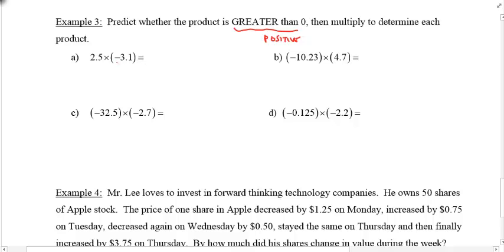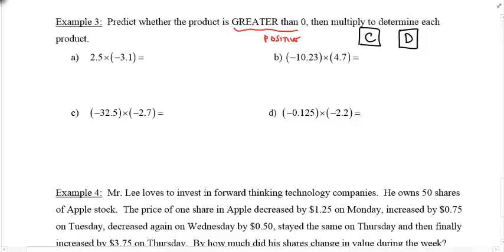A? Don't think so, because the signs are different. B? Don't think so, the signs are different. C? Do think so, because the signs are the same. So C is positive or greater than 0. And how about D? Yeah, D I think is also. So C and D are the ones that are greater than 0.